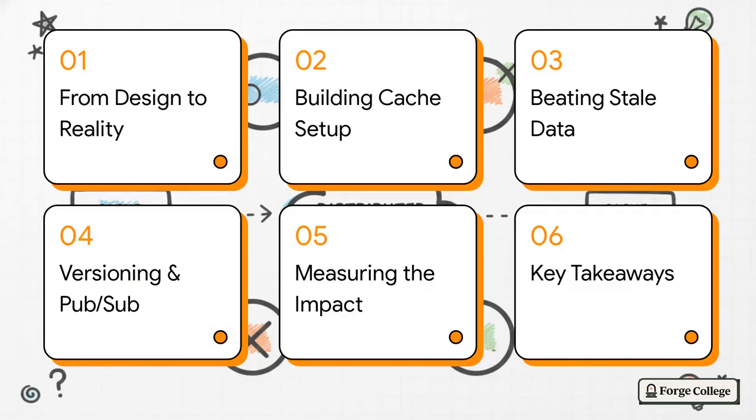All right, let's take a quick look at today's game plan. We've got 6 parts. 1. From design to reality. 2. Building the cache setup. 3. Beating stale data. 4. Versioning and pub/sub. 5. Measuring the impact. And 6. Key takeaways. Let's just dive right in.